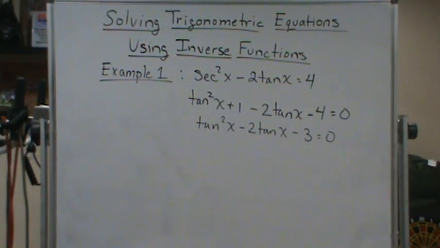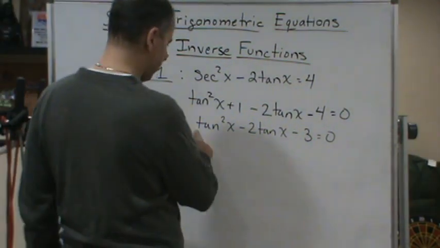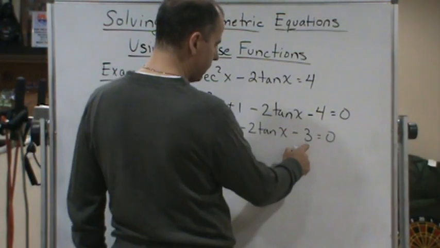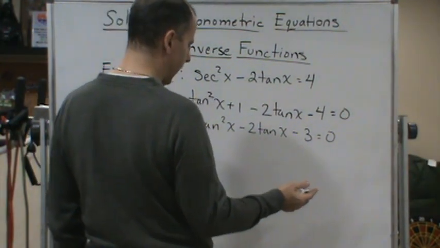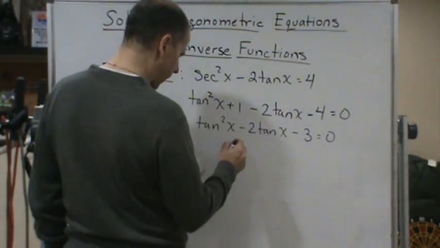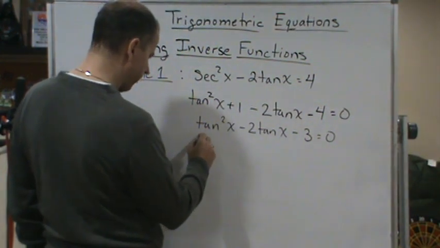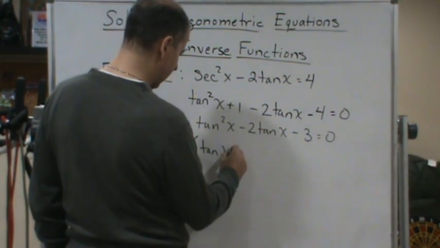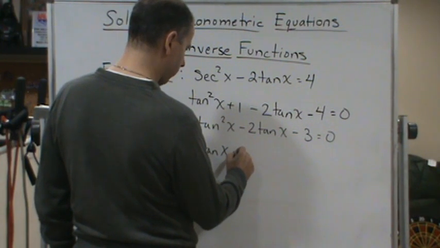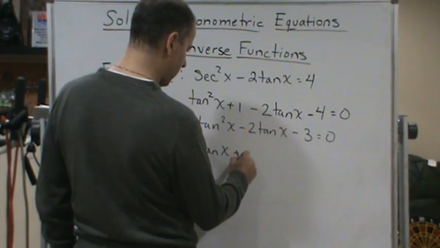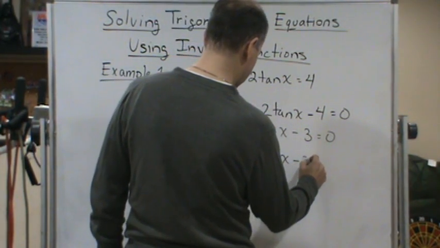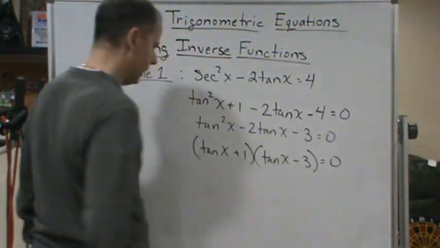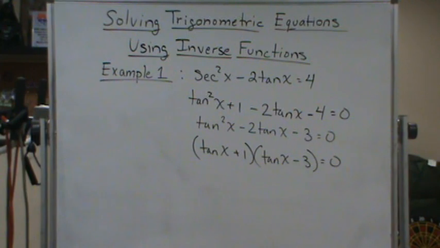And so now we've got it in quadratic form and we can factor it. So let's do that. Leading coefficient is 1, so we just need to find two factors of -3 that add to -2, and so that's going to be 1 and -3. So let's factor this. So this will be tangent x plus 1 times tangent x minus 3 is equal to 0. So far so good.